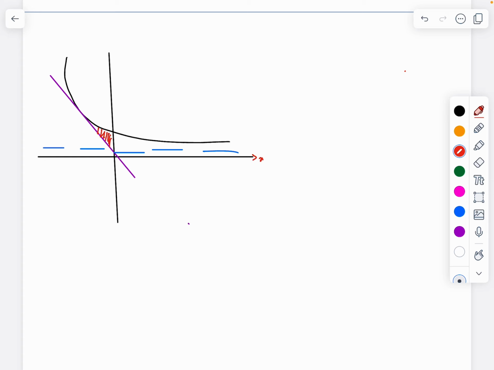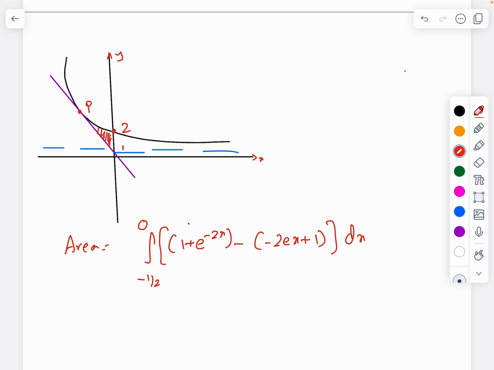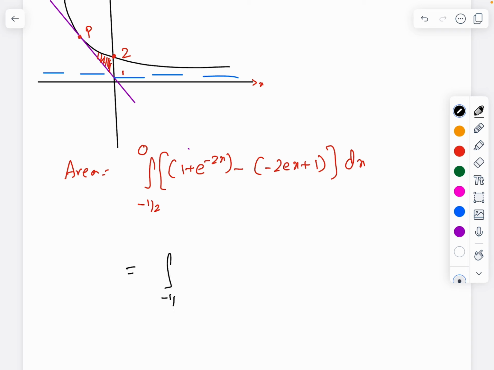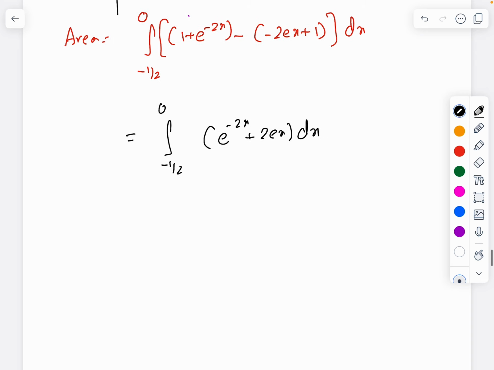So mark this as x, y, and this is 1, and this value is 2, and this point is P. So area will be equal to the integral from negative 1 upon 2 to 0, upper curve e power minus 2x minus lower curve minus 2ex plus 1, dx. The 1 gets cancelled. So negative 1 upon 2 to 0, e power negative 2x plus 2ex dx. So what does that become? Negative 1 upon 2 e power minus 2x plus ex squared, from negative 1 upon 2 to 0. Use a calculator, you should be getting this answer. Write down in 3 significant figures, 0.180.